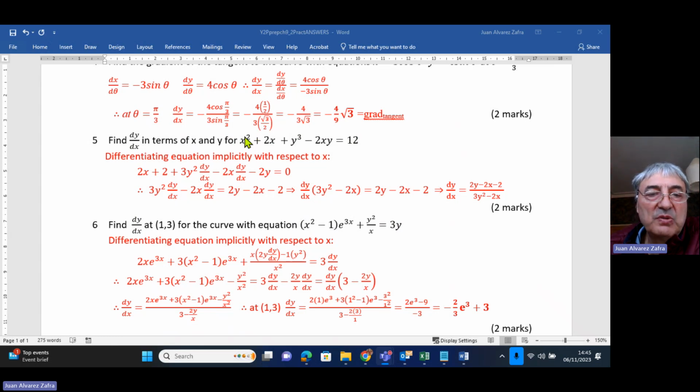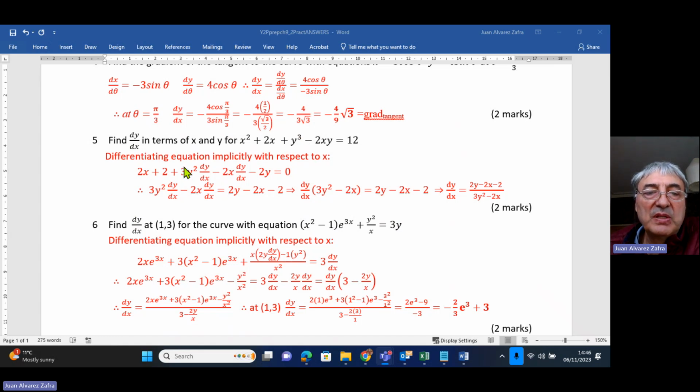So differentiating the x squared with respect to x, we get 2x. Differentiating 2x with respect to x, we get 2. Differentiating y cubed with respect to x, we use the chain rule to differentiate it with respect to y as 3y squared, and then by the chain rule we must multiply by dy dx so that we obtain the rate of change of y cubed, not with respect to y, but with respect to x. In other words, we're differentiating everything with respect to x.